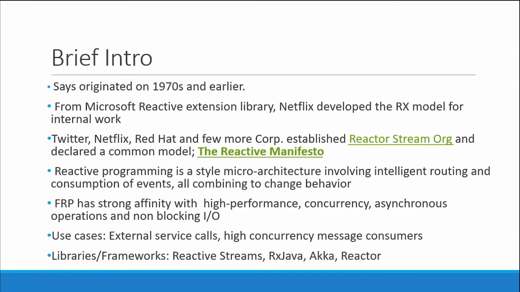I will give a brief intro about reactive programming. It says it originated from the 1970s or earlier. Then this reactive programming model was first developed by Netflix for their internal work, using Microsoft Reactive Extensions. So they developed the Rx model, and Netflix, Twitter, Red Hat and Pivotal Corporation established an organization called Reactive Streams. Then they declared a common model called the Reactive Manifesto.